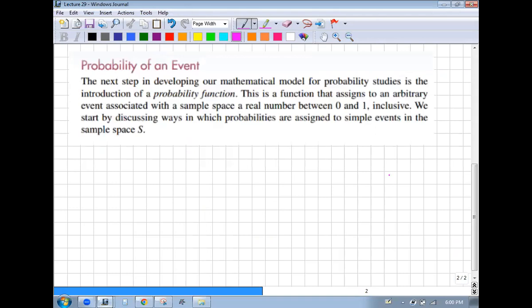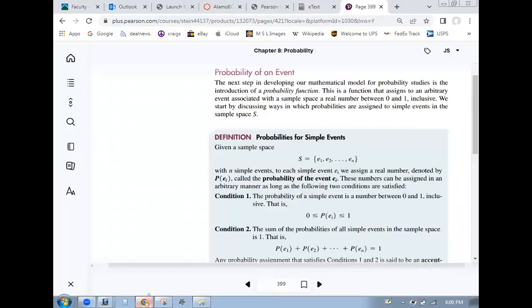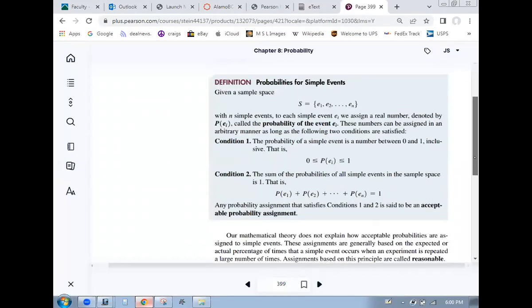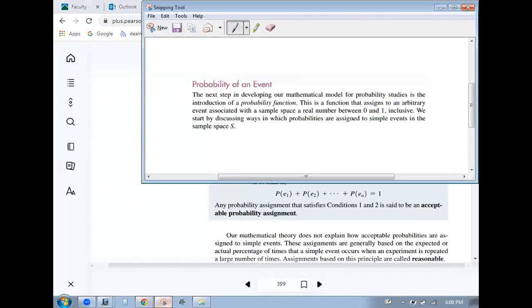All right, our next step is the introduction of a probability function. This is a function that assigns to an arbitrary event associated with the sample space a real number between 0 and 1, inclusive. We start by discussing ways in which probabilities are assigned to simple events in the sample space S. Let's get our definition going.